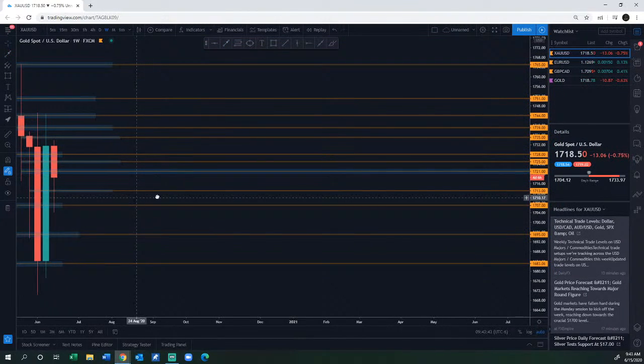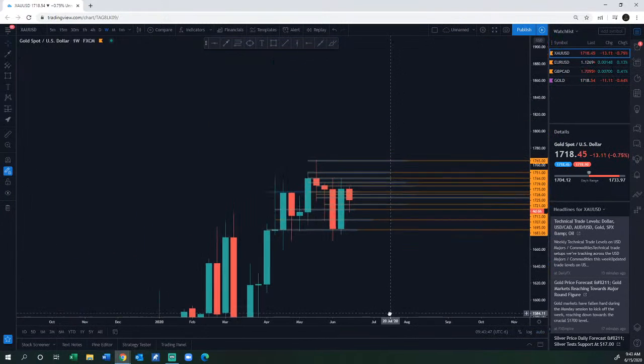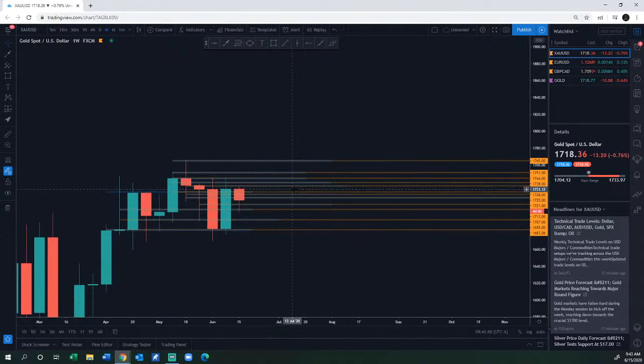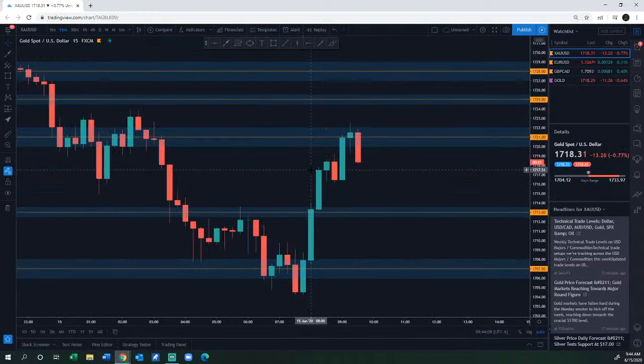Let me zoom in a little bit here. Whoops, sorry. So this level, this is a weekly flip at 1731. If it flips 1731, I do expect it to break the highs and then go above 1744 and eventually fill this wick over here. And I do expect it to go higher long term. I'm just pretty bullish on gold overall, just given the current state of the economy.